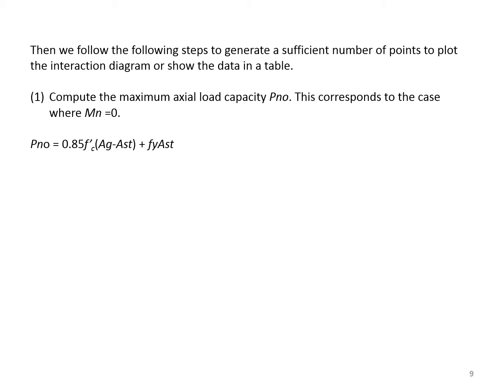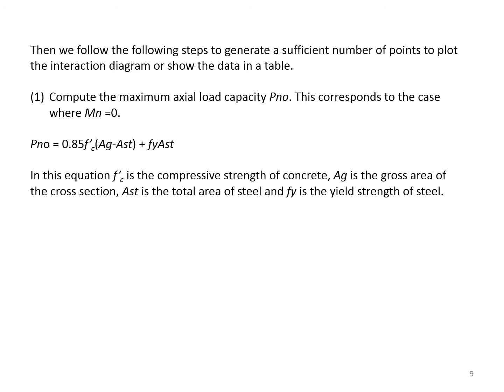Pn0 is equal to 0.85 f prime sub c times Ag minus Ast plus Fy times Ast. In this equation, F prime sub c is the compressive strength of concrete, Ag is the gross area of the cross section, Ast is the total area of steel, and Fy is the yield strength of steel.